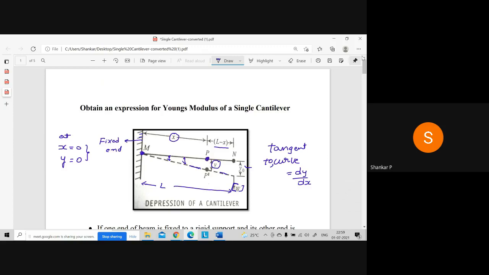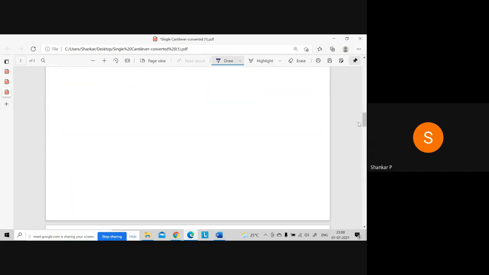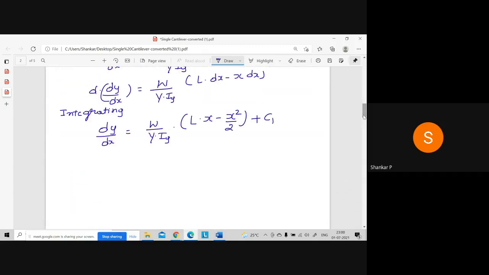the fixed end, that is at x is equal to 0, there is no bending of the beam, hence the tangent dy by dx will also become equal to 0. So by using this condition, that is dy by dx is equal to 0 at x is equal to 0, we can evaluate c1, substitute this, so we will get c1 is equal to 0.